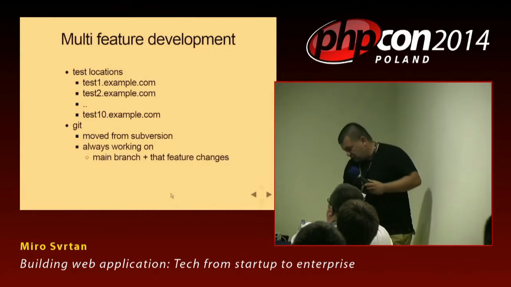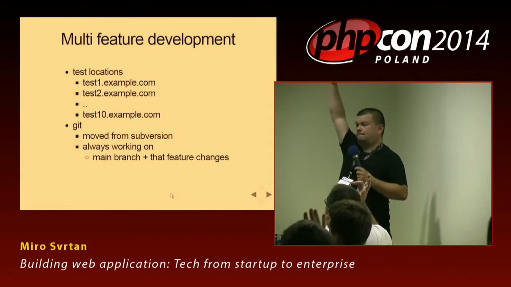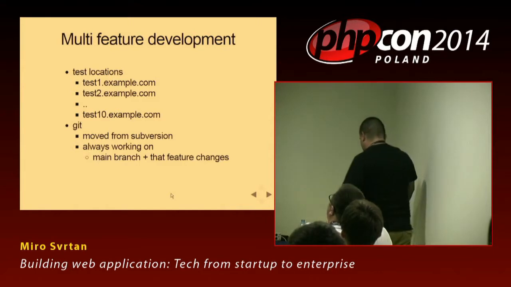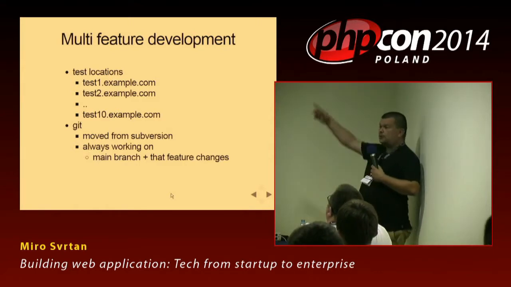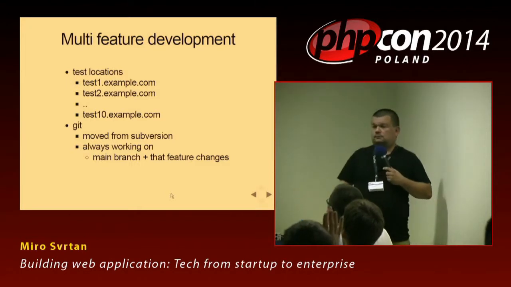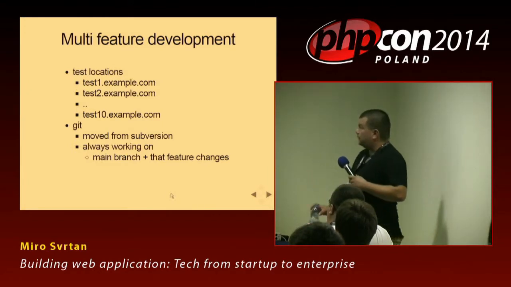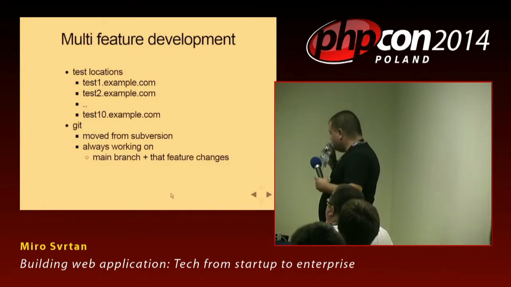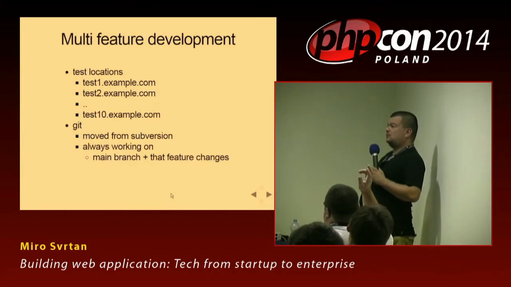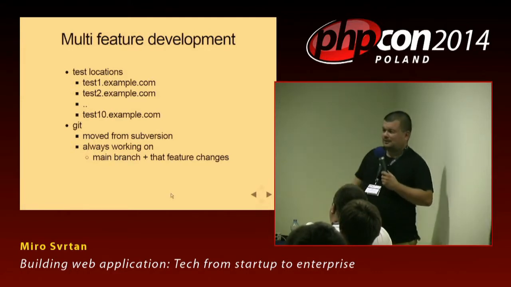How many of you are actually developing multiple features at the same time for your project? So I don't have to get into details about that part. How many of you are using something like this where clients can see only that feature? Here comes Git. Who's using Git? Who's using Subversion? You can't use both. Oh, you're actually using both.